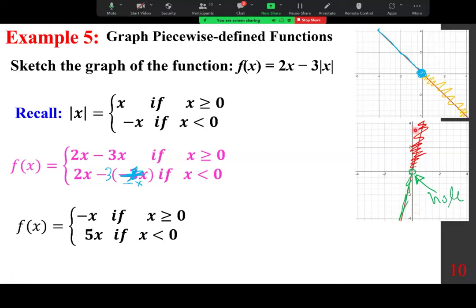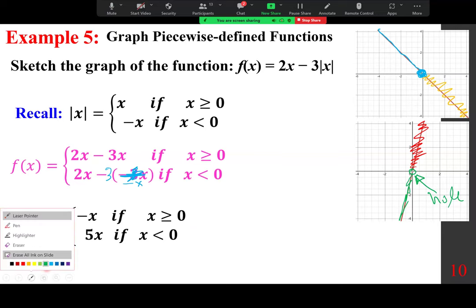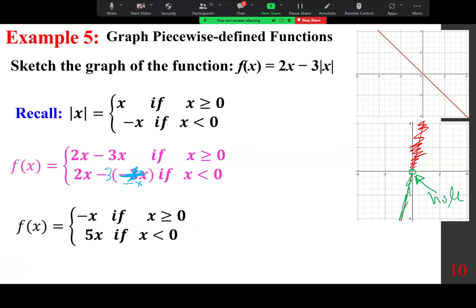When we put these two together, minus x over here is the other way around. My apologies for this one, everybody. So let me. This portion is out. This portion is the graph with this being a solid point because of the equality.